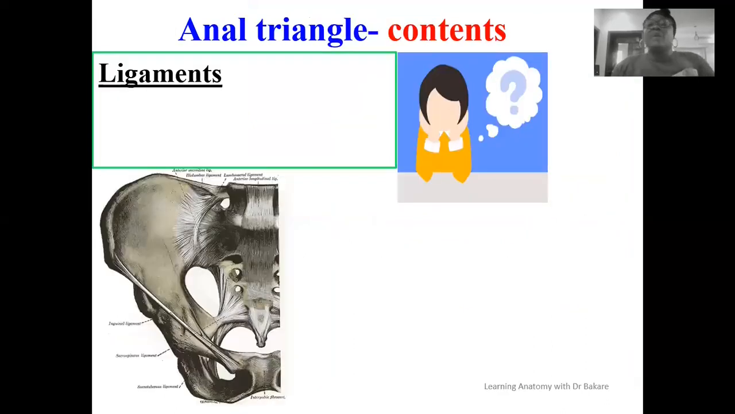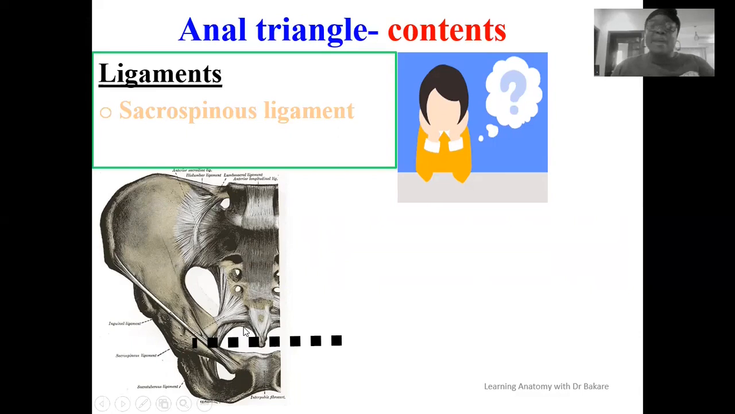The next structure that we have within the anal triangle are ligaments. Basically, we have two ligaments. If you create this alignment here, using this line that is demarcated in black, we see that the anteriorly placed triangle is the urogenital triangle, while behind we have the anal triangle. So within the anal triangle posteriorly, we have the sacrospinous ligament.